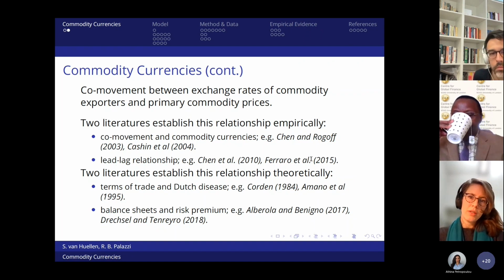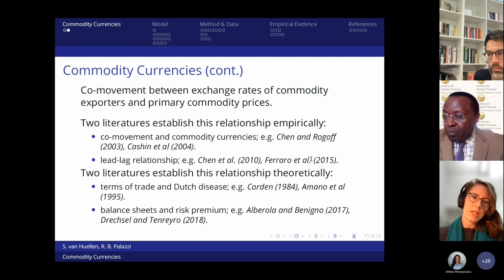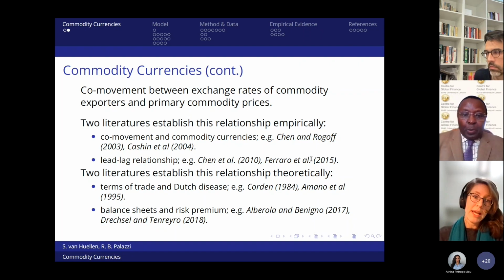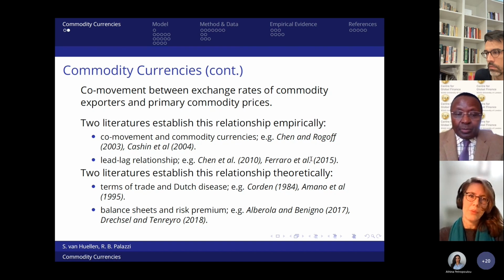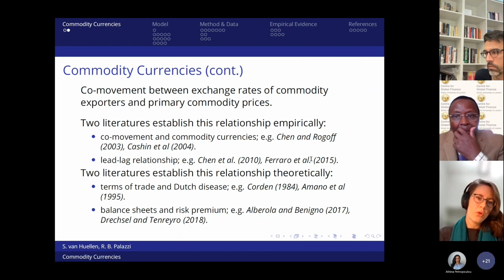So is it actually that commodity prices are leading the exchange rate, or the exchange rate of commodity-dependent countries, and countries especially that have a large market power, market share in the commodities they are exporting, are then actually leading the commodity prices? Now, the other set of literature has looked at this from a slightly more theoretical perspective, and this is what we draw from when we build our theoretical model as well.